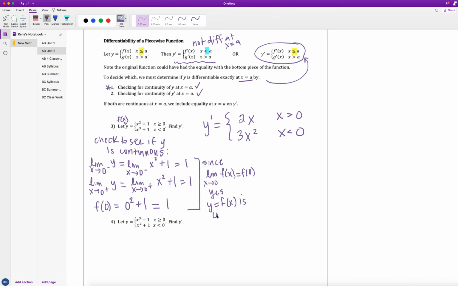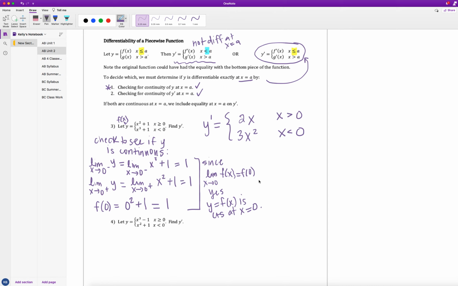I'm going to shorthand continuous here. So what we've proved so far is that the original function is continuous. That's the first thing that we have to check. Now this does not necessarily mean that the function is differentiable. Remember, just because a function is continuous does not imply that it is differentiable.